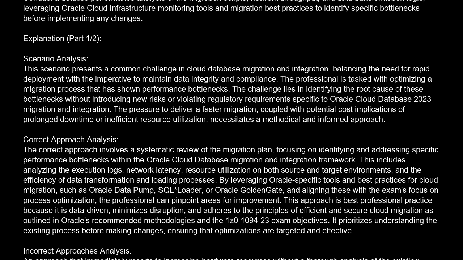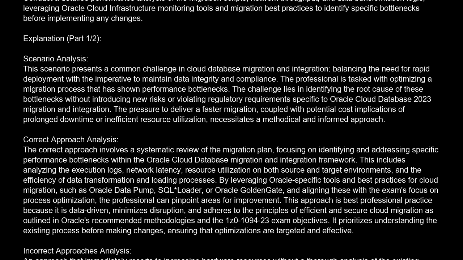Explanation. Scenario analysis. This scenario presents a common challenge in cloud database migration and integration, balancing the need for rapid deployment with the imperative to maintain data integrity and compliance. The professional is tasked with optimizing a migration process that has shown performance bottlenecks. The challenge lies in identifying the root cause of these bottlenecks without introducing new risks or violating regulatory requirements specific to Oracle Cloud Database 2023 migration and integration. The pressure to deliver a faster migration, coupled with potential cost implications of prolonged downtime or inefficient resource utilization, necessitates a methodical and informed approach.